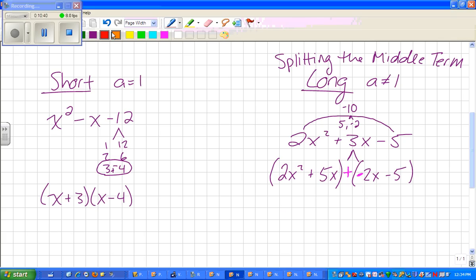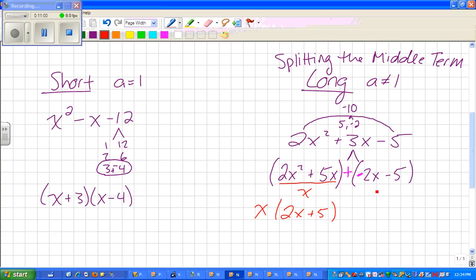At this point, we are going to factor out using a GCF as much as we can. So what can I take out of 2x squared and a 5x? You got it? I can only take out an x. So if I take out an x, I'm left with 2x plus 5.